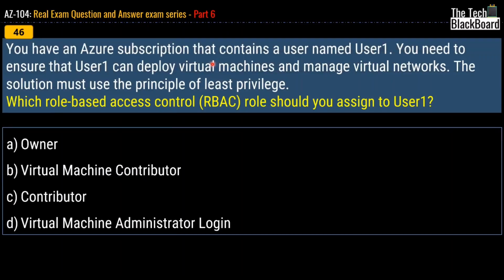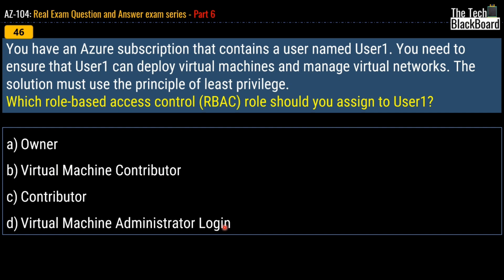Now let's move to question number 46. The question says that you have an Azure subscription that contains a user named user1. You need to ensure that user1 can deploy virtual machines and manage virtual networks. The solution must use the principle of least privilege. Which role-based access control RBAC role should you assign to user1? And your options are owner, virtual machine contributor, contributor, and virtual machine administrator login.